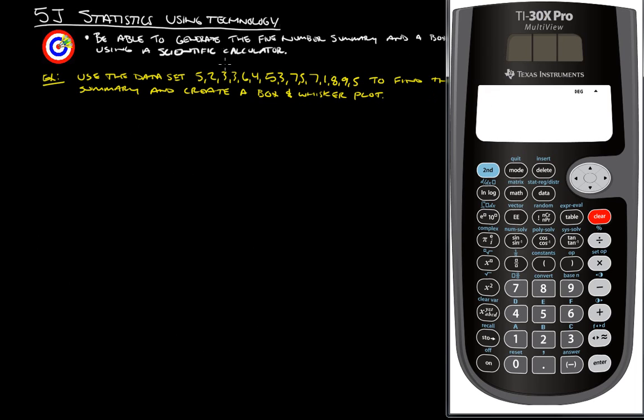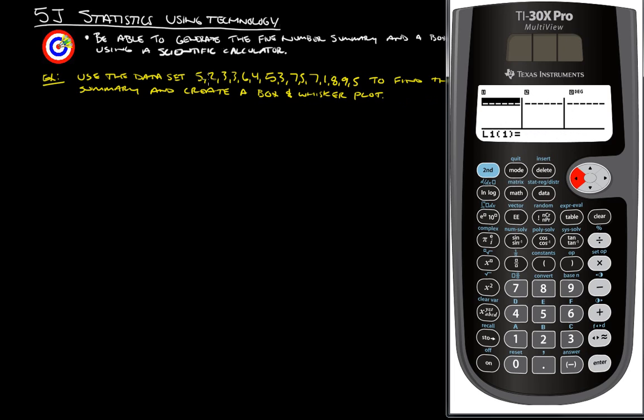All right. So here we go. We're going to go into data because we want to enter this data into the calculator. Now, if you've already got data in there, you just push the data button again, and you should be able to clear your list. So I want to clear list 1, and then I also want to clear list 2 just to make sure. And now we're back to a clean slate.